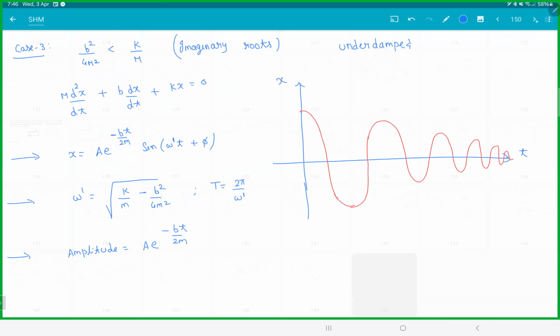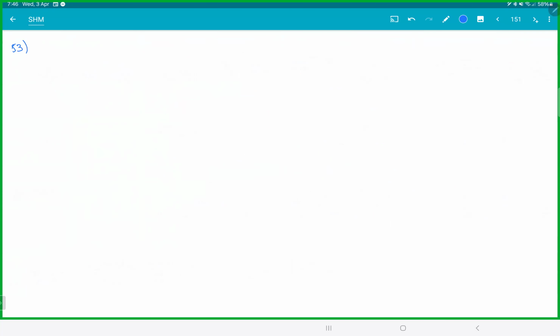Let's say a question. The amplitude of damped oscillation is given by A is equal to A naught e power minus bt by 2m. Find the time when the amplitude becomes half and the energy becomes half.